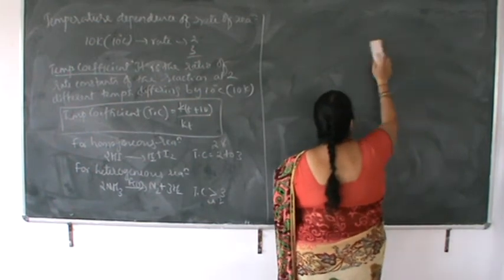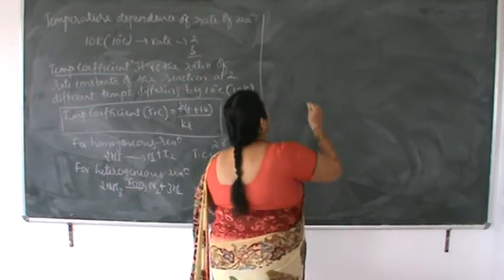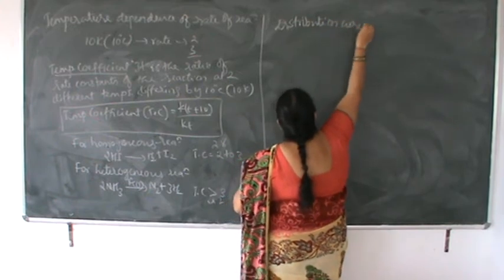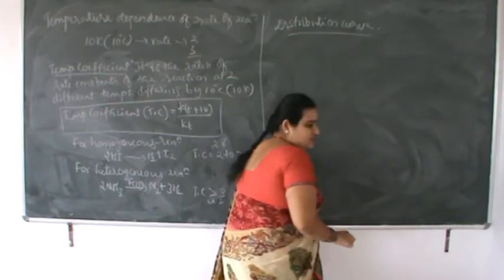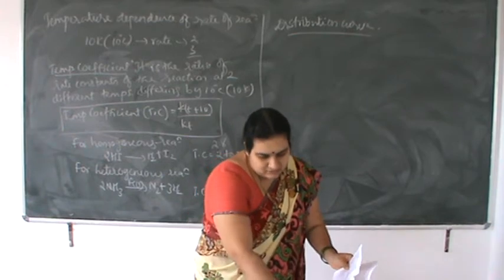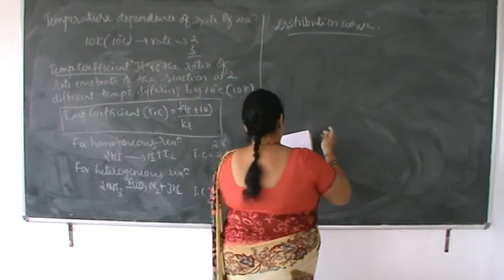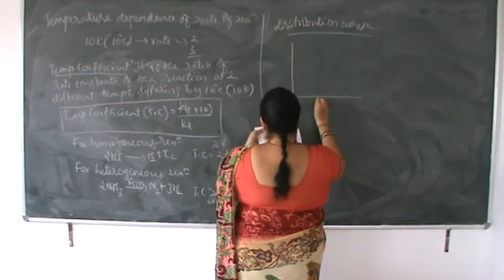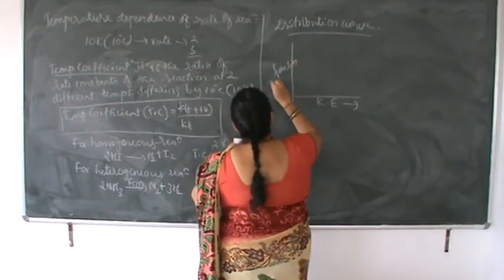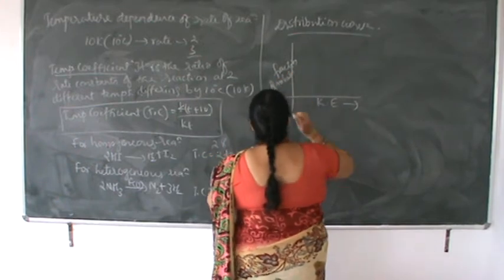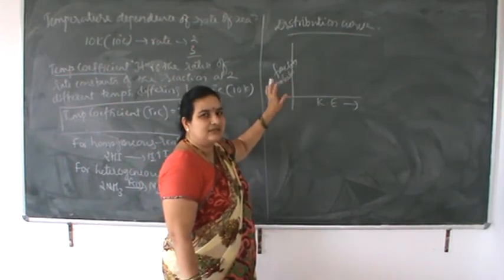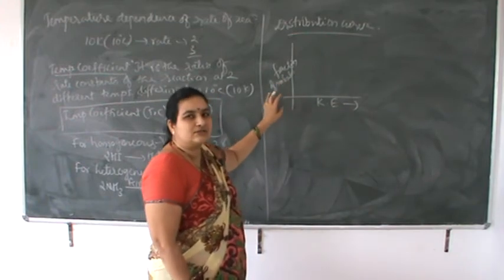The dependence of the rate of reaction on temperature is explained by a distribution curve showing the temperature dependence of the rate of the reaction. So I will draw a distribution curve first. Here, kinetic energy and fraction of molecules. First I will explain this graph, then I will draw the actual distribution curve for the temperature dependence of the rate of the reaction.